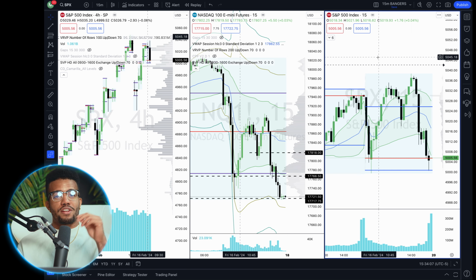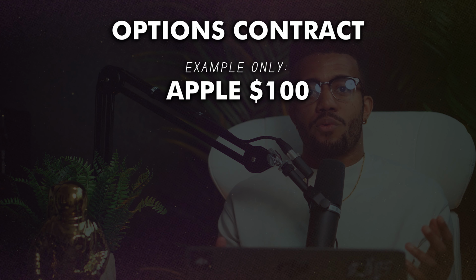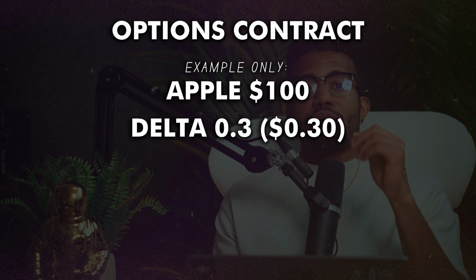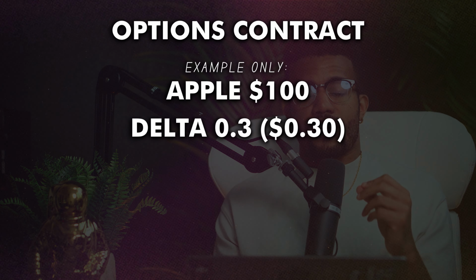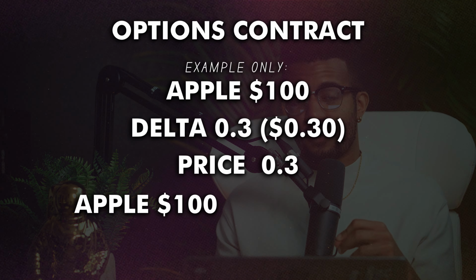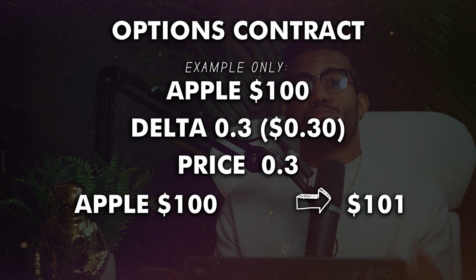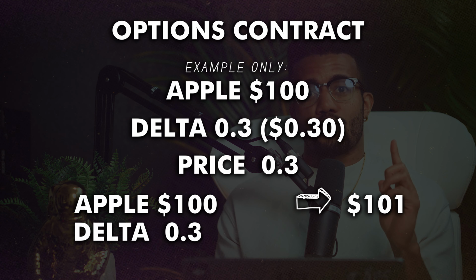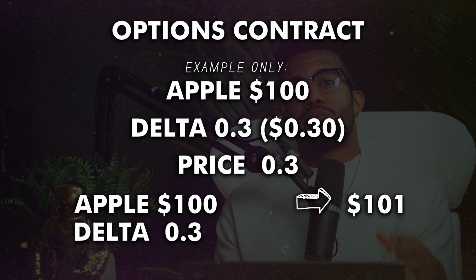But delta is, for every $1 change in the price of the underlying, how much the option will increase in value. I'm doing this off the dome. I've been trading options for a while now, but let's just use an example. Let's say you choose an Apple call with a delta of 0.3, and Apple's at $100. The price of the contract, let's just say, is 0.3. So Apple goes from $100 to $101. The price of Apple has moved $1, which means because the contract has a delta of 0.3, it is going to increase by 0.3. So it's going to go from 0.3 to 0.6.